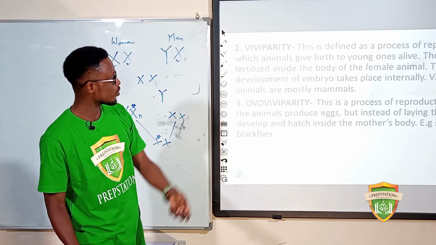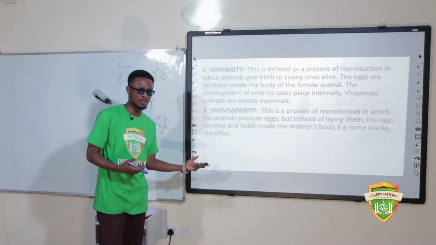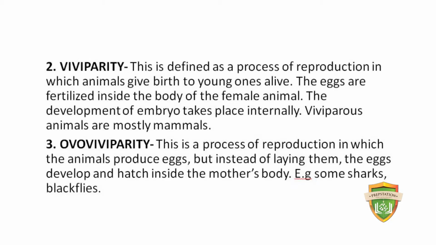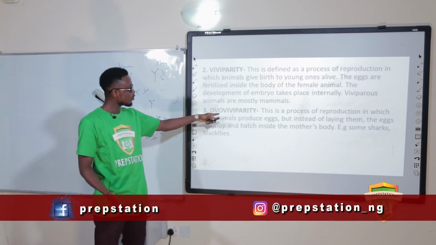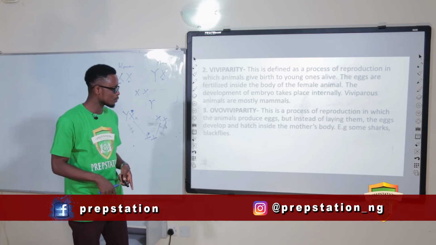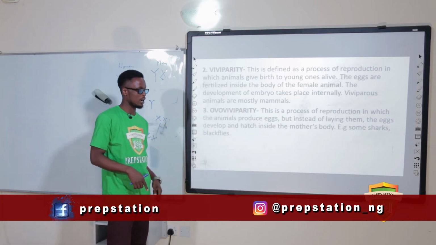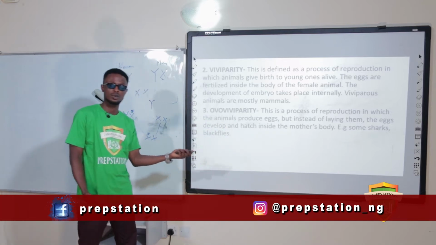Then the next one, ovoviviparity. This one is not very common. It's just common among some sharks and like black flies and other insects. This is a process of reproduction in which the animals produce eggs, but instead of laying them, the eggs develop and hatch inside the mother's body. Now for oviparity, they will lay the eggs and the eggs will hatch outside. While for ovoviviparity, they will produce eggs, the eggs will develop inside the mother's body and also hatch inside her body. Now examples are some varieties of sharks, black flies, and others.